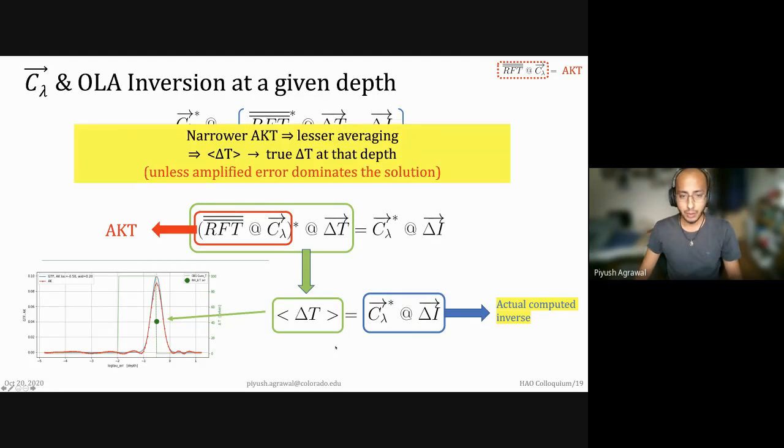So one of the key takeaways from here is that if you can construct narrower averaging kernels, you're doing less averaging, which implies that the delta T that you have computed will get closer and closer to the true delta T at that depth. But the caveat is that as you construct narrower averaging kernels, your errors are also going to get amplified, so you have to be careful about that.